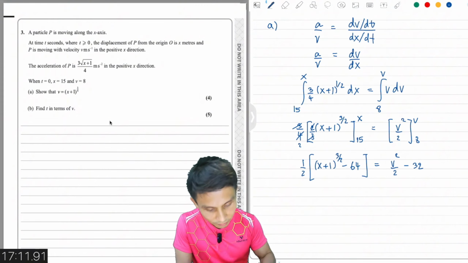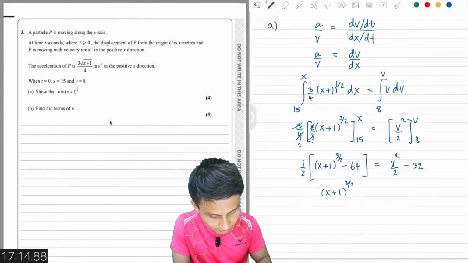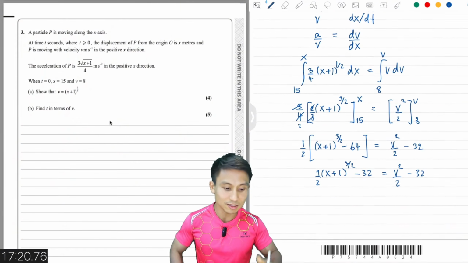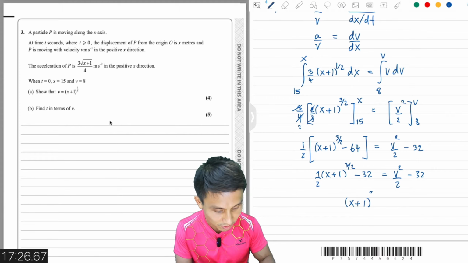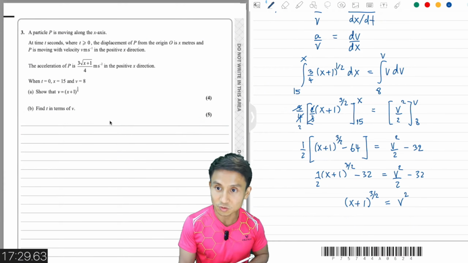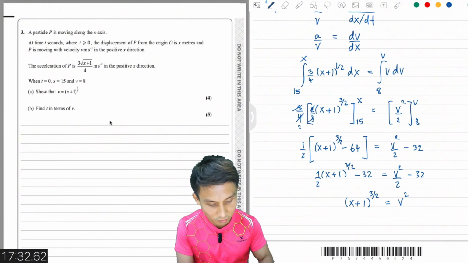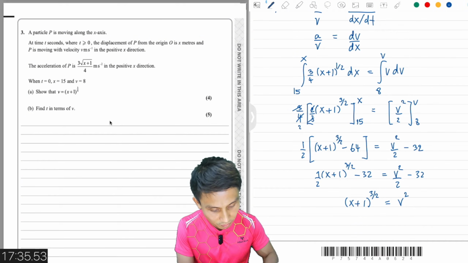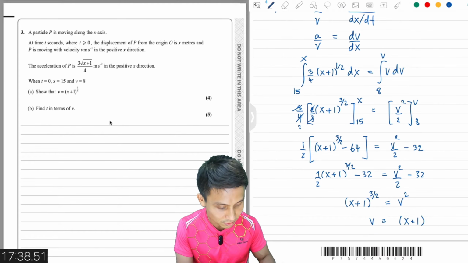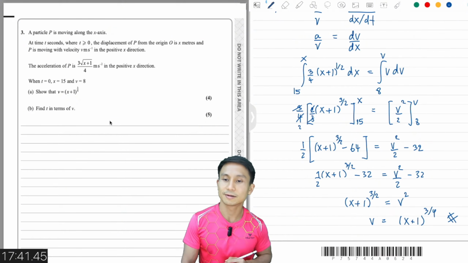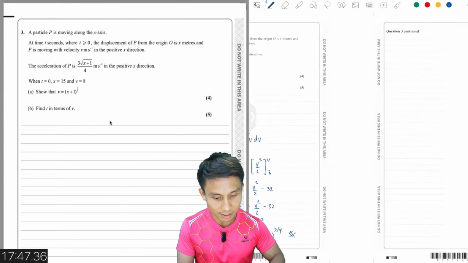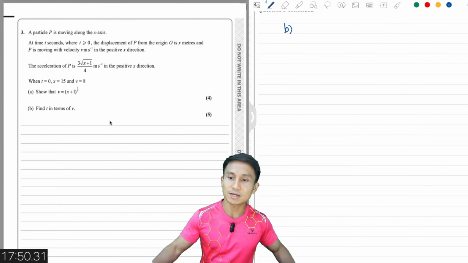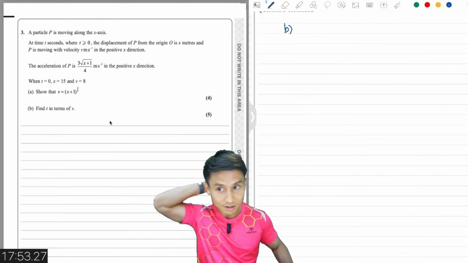Yeah, that's it. So if we expand on either side, right, this is going to be 1/2, and that's going to be minus 32, and that will cancel, right? So the minus 32 will cancel, and the dividing by 2 will also cancel. We will be left with x plus 1 to the power of 3 over 2 equals v squared. And that means if we square root both sides, or power by 1/2 on both sides, we're going to get v equals x plus 1 to the power of 3 over 4 as required. We power by 1 over 2 both sides. I hope you can see that, yeah? Okay, so that's A done. Part B, find t in terms of v. Well, yeah.